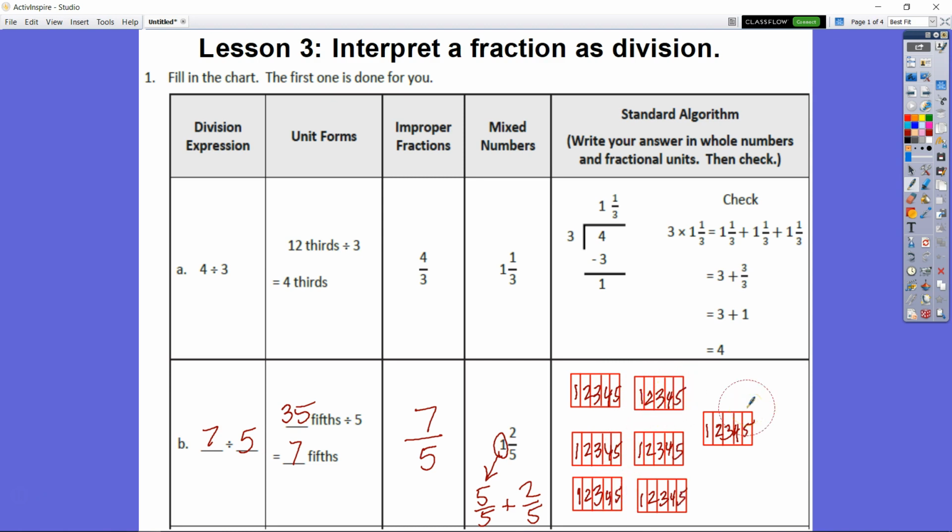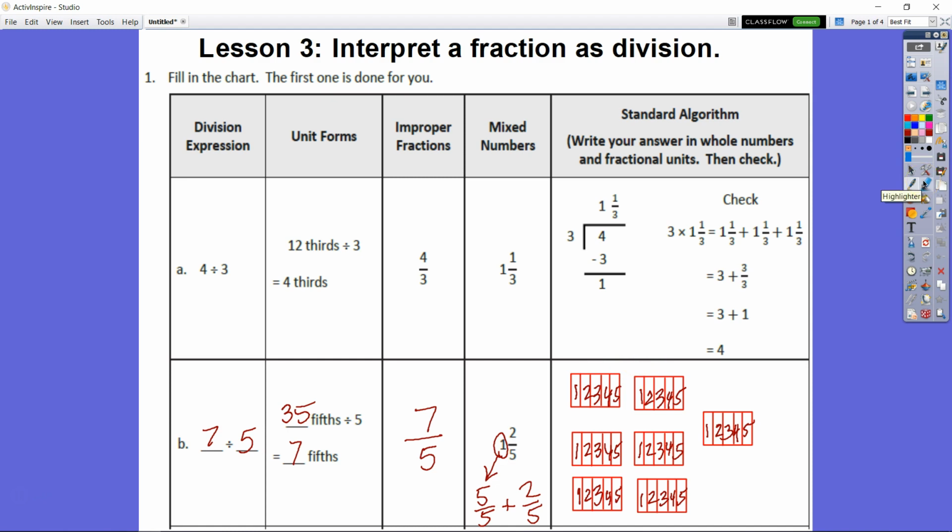So if we had 7 wholes like we do here, 1, 2, 3, 4, 5, 6, 7, and we divided each one into fifths, we would have 35 fifths. And if we divided the 35 fifths by 5 people, each person would get 7 fifths. So person number 1 has 7, person number 2 has 7 fifths, person number 3, and so on, all the way to person number 5.